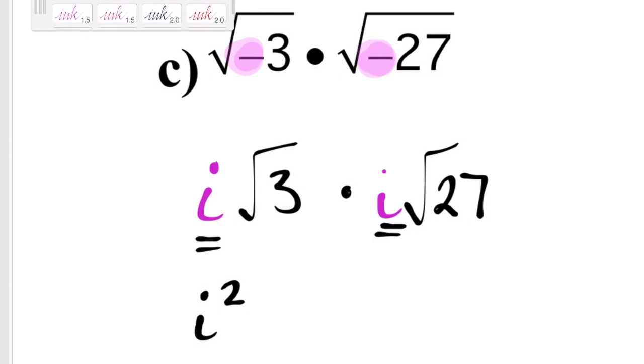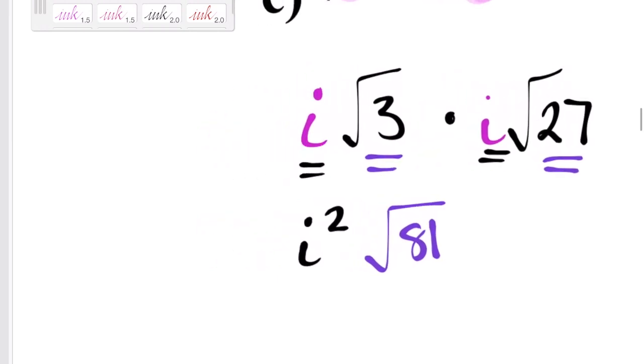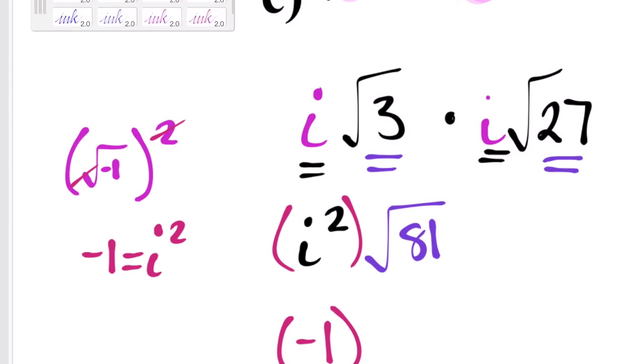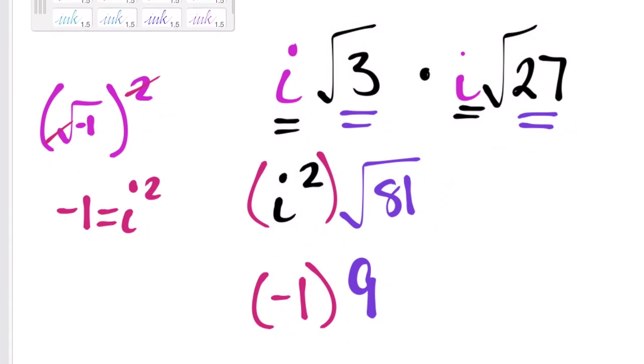And my square root 3 times square root 27 is going to give me the square root of 81. So our i squared, whenever we do this, an i squared, we know that i is the square root of negative 1, and I'm squaring this. So when I square that square root, that will cancel, and I'm just left with a negative 1. So i squared is equal to negative 1. And I know the square root of 81 is 9. So multiplying those two together, I would end up with negative 9 as my final solution.